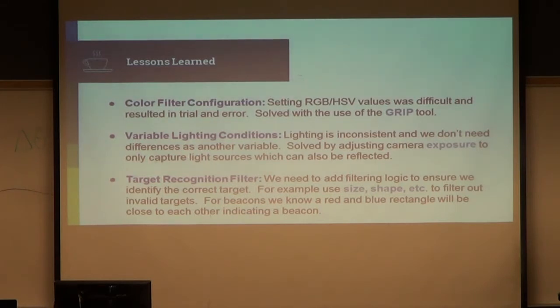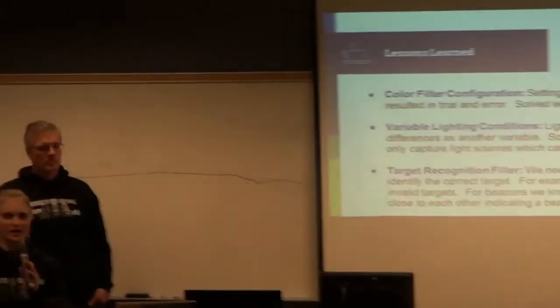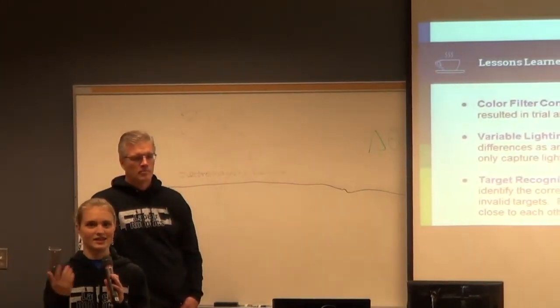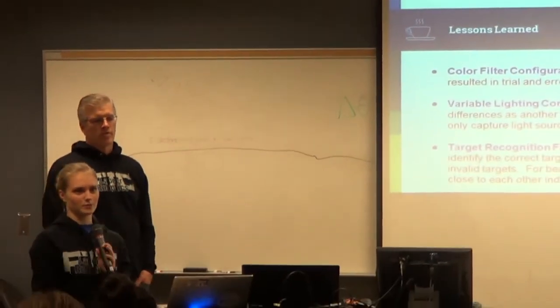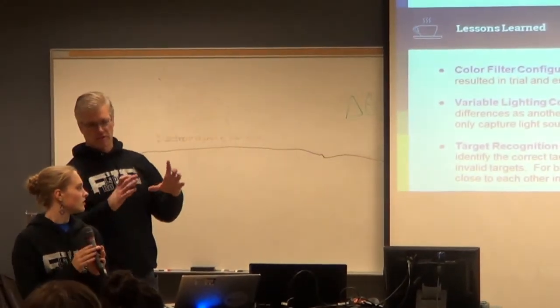And then the target. We added logic to make sure it was the right target. For example, in FTC, one of our pictures had a little glimpse of a volunteer shirt because it was similar to red, and then it had the red beacon over in the corner, and we put constraints on it, so it has to be this big in order to say, that's a beacon, not a person, so it won't go and target the person. The red and blue have to be close together.